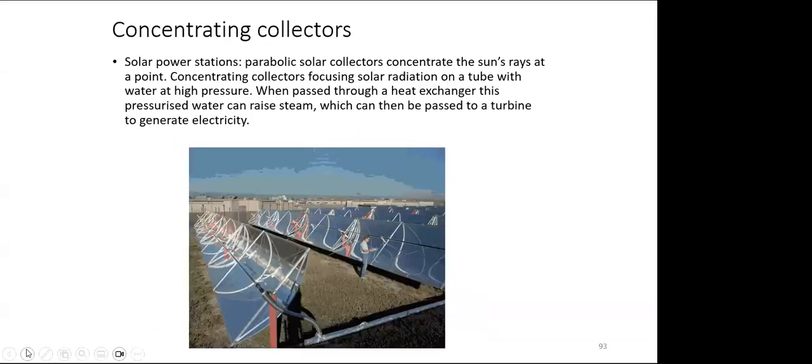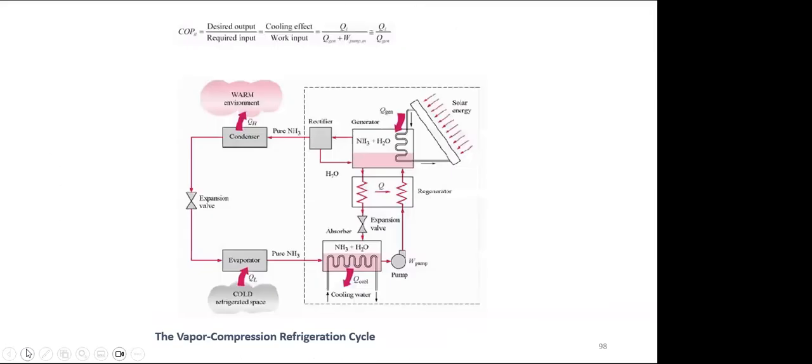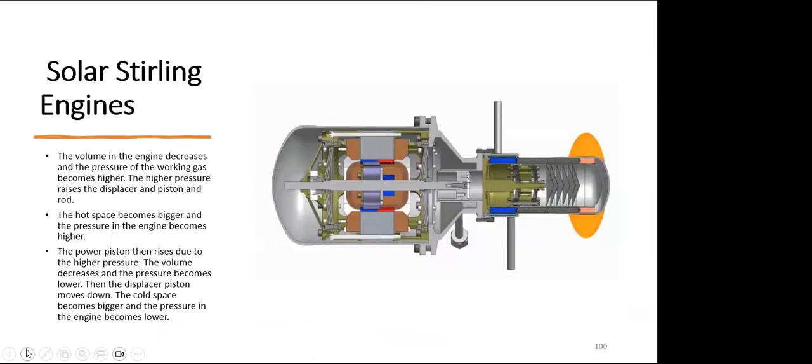One more thing, concentrated solar. Some more things need to be discussed with the Stirling engine. Did you hear about the Stirling engine? Somebody? The Stirling engine is an external heat source engine. It works with a temperature difference, from high temperature to low temperature. The solar can be used as the high temperature zone.